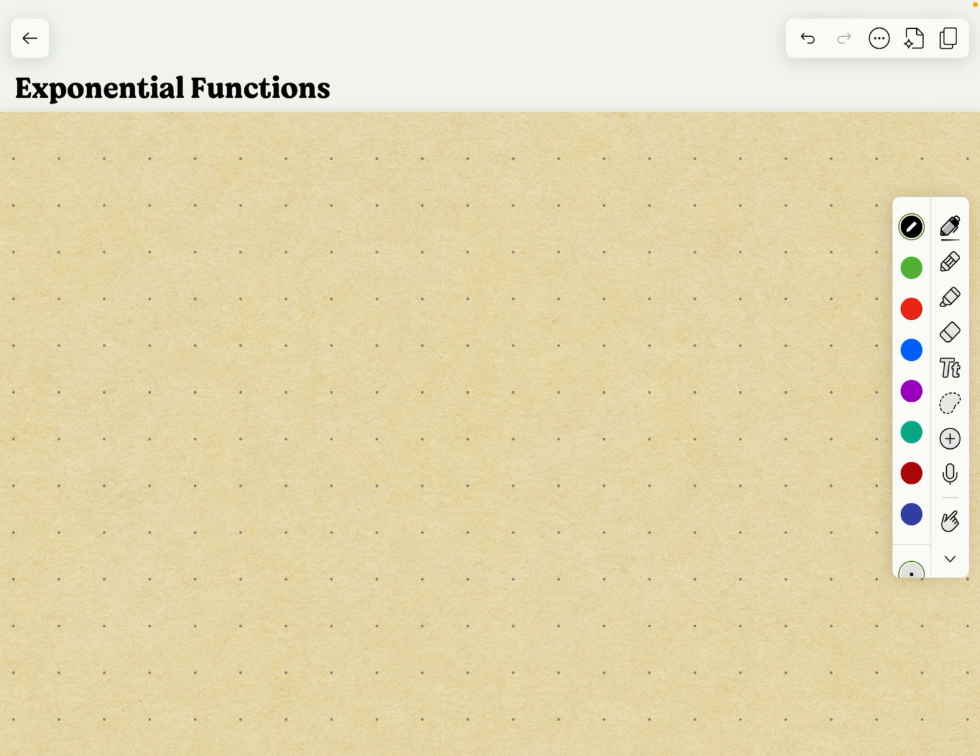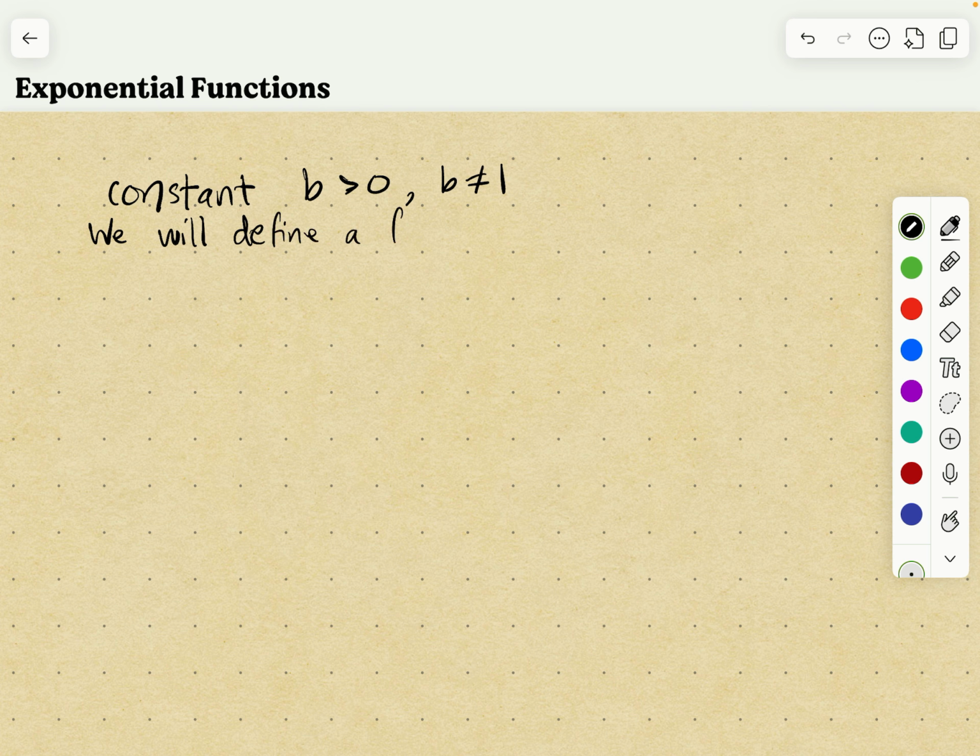In this video, we're going to talk about exponential functions. So suppose that we have a constant b, a real number b, which is positive and not equal to 1. Then we will define a function f of x equals b to the x.